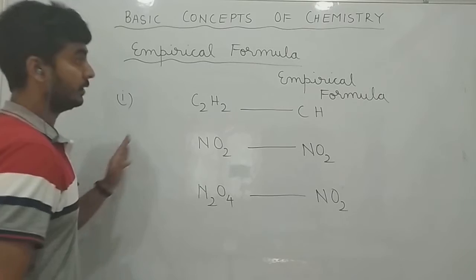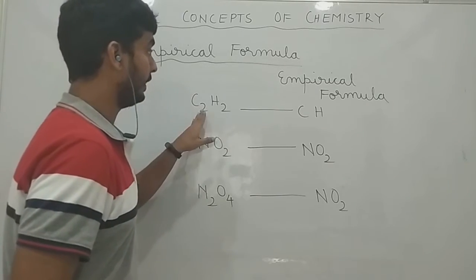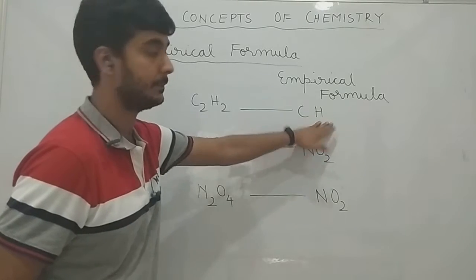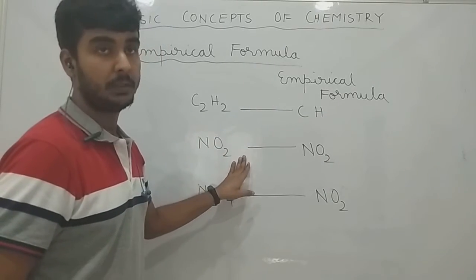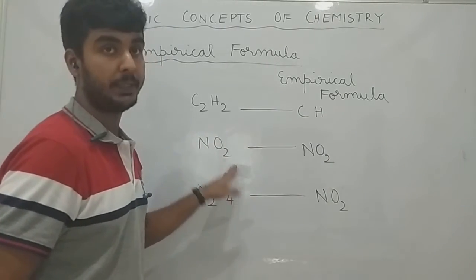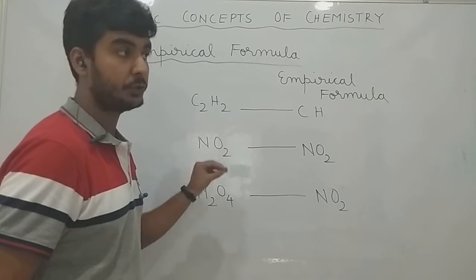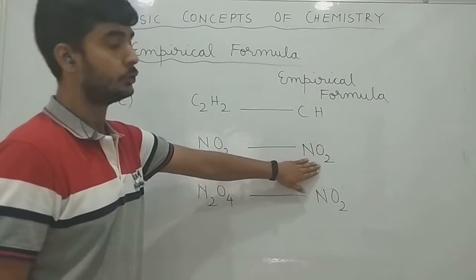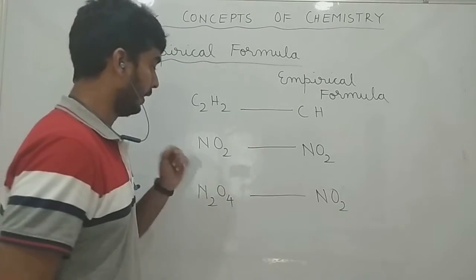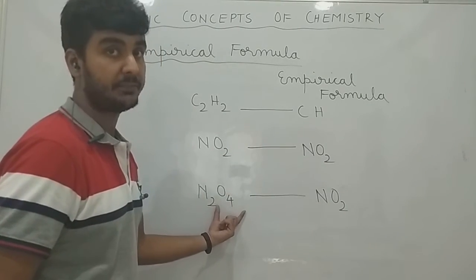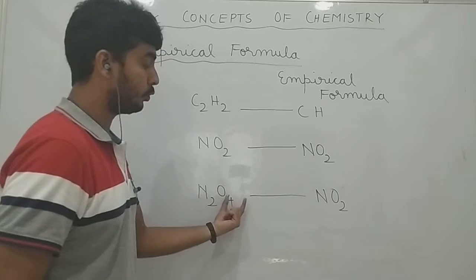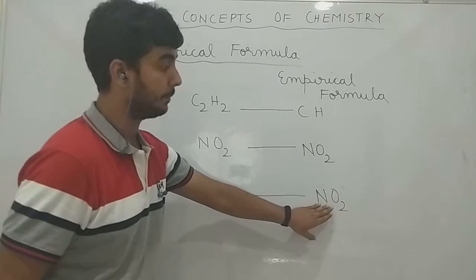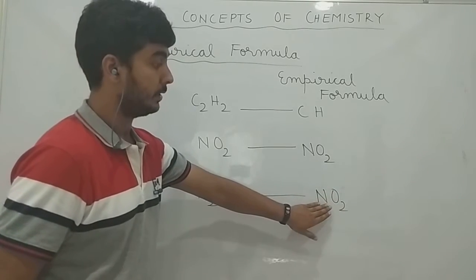So for example, C2H2, the ratio can be simplified further, so it becomes CH. NO2, the ratio is 1:2 between the atoms of nitrogen and oxygen. It cannot be simplified further, so it remains the same, that is NO2. N2O4, now it can be simplified further. It is 2:4, it can become 1:2. So its empirical formula is NO2.